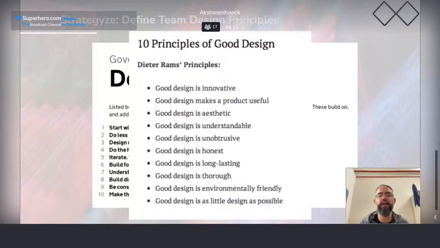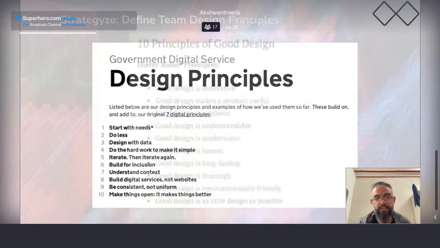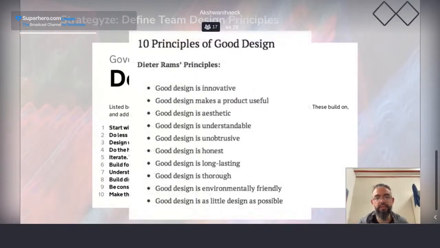This is just an example. I'm not reading this. Start with needs, do less. Okay. These are just examples. These are other examples of design principles. But this is just an example.